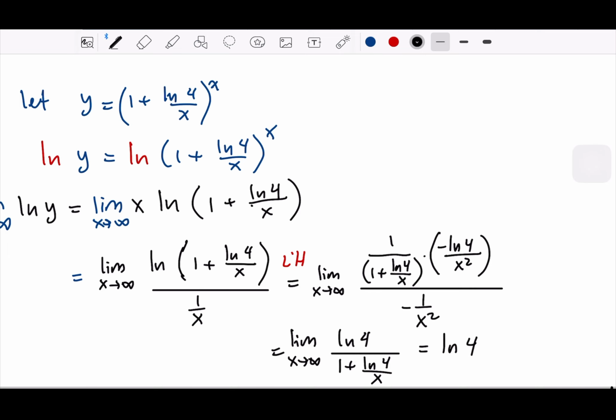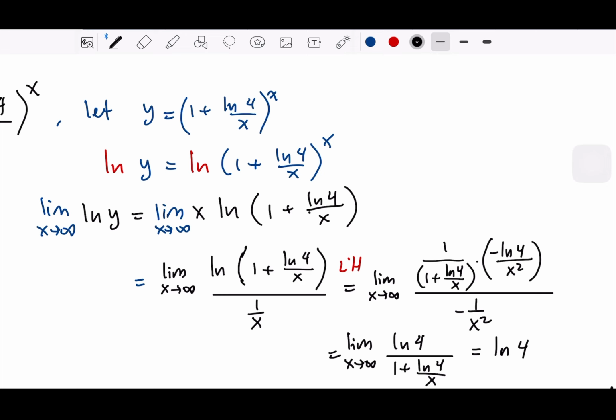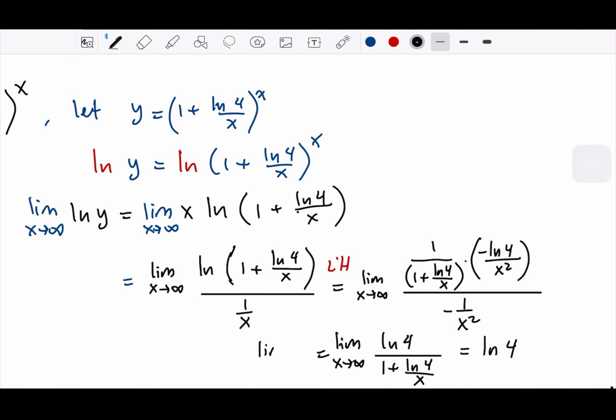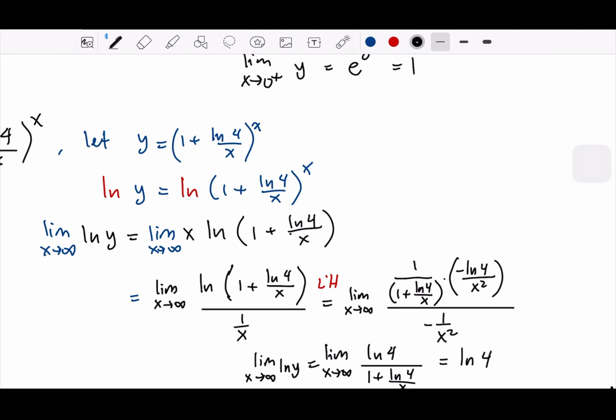But it's not the final answer. Remember, what we found is the ln of the limit. So we have y equal to e to the power of that limit. Sometimes students will stop here and not go on. So this is the ln of the limit, this is ln y. So I will write here that the limit as x goes to infinity of y is e to the power of ln 4, or just equal to 4.